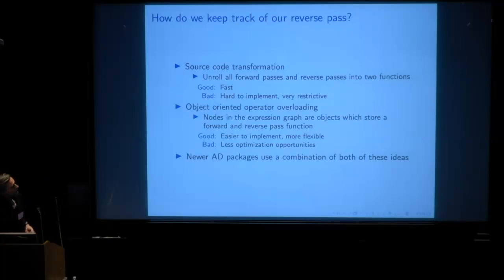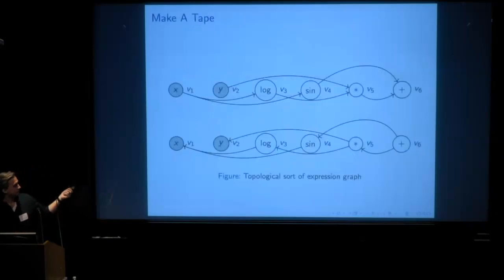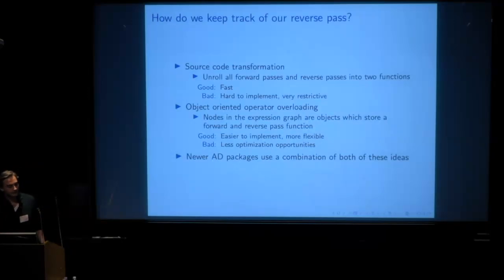On the flip side of that, we have object-oriented operator overloading as a scheme for setting up automatic differentiation, where we literally just treat the nodes in the expression graph as if they are structs or classes, just small objects. Those objects will store the function for the forward pass, a function for the reverse pass, and any additional information that we need for the reverse pass as well. This is way easier to implement, which is nice, and it's extremely flexible. The downside is that there are way fewer optimization opportunities.